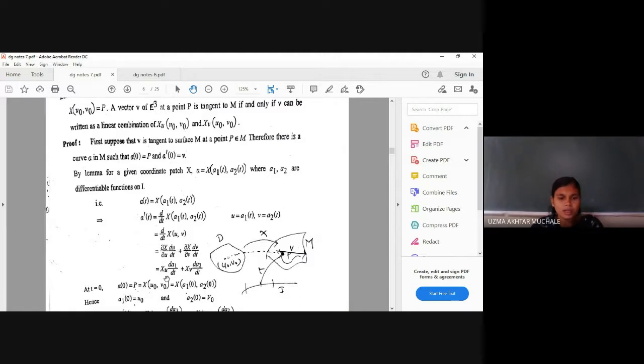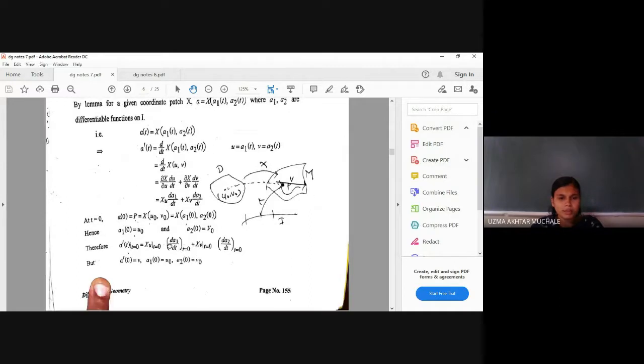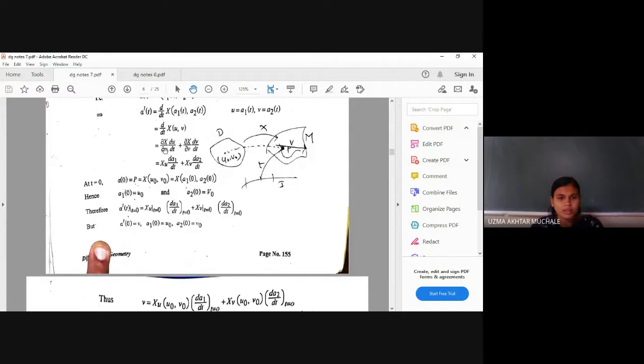Now as you know, what is du by dt? u is nothing but your A1 of t. What is v? v is nothing but A2 of t. So now directly you can find the derivatives of A1 and A2 because they are differentiable functions. Okay, so the partial derivative of x with respect to u is xu, and with respect to v is xv. Now simply if you see here, we have written alpha dash of t as a linear combination of xu and xv, but now we have to prove that dA1 by dt and dA2 by dt are constants. Then we can prove the result.